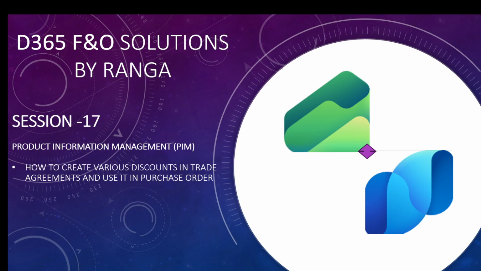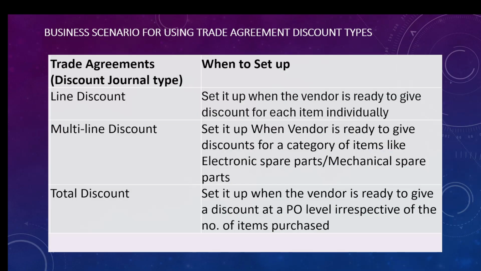In the last session, we saw a simple scenario, a trade discount with a purchase price. In this session, we're going to see discounts for a purchase line and the different types of discounts that can be configured in a trade agreement. Okay. Now let's see the business scenario, how to use the various discount types.